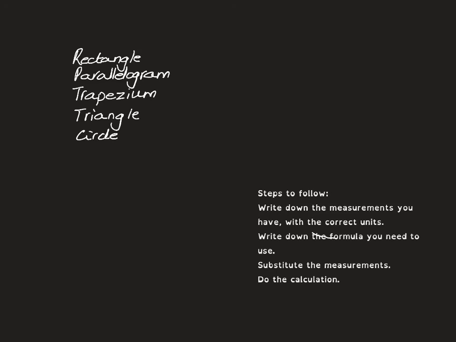the method has a sequence. Number 1, you write down the measurements that you have, and you must remember to have your units there, so you've got the right units in your answer. Then you write down the formula you need to use. Then you substitute the measurements into the formula, and the fourth step is to do the calculation. 4 easy steps to work with formulas.